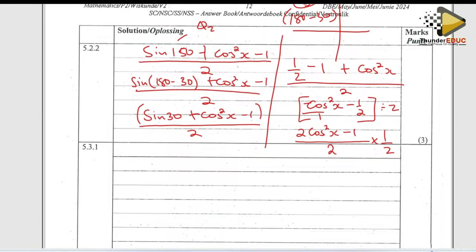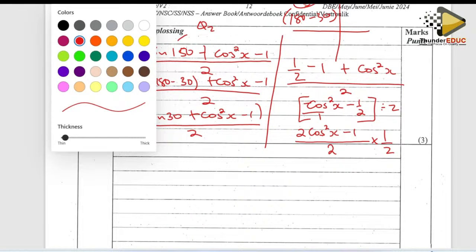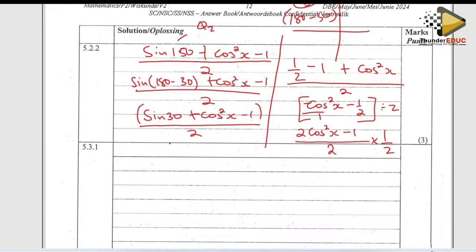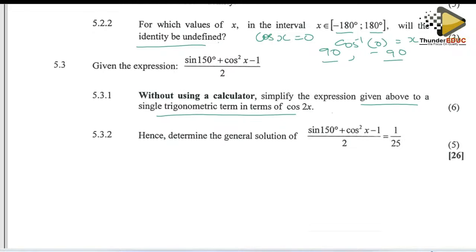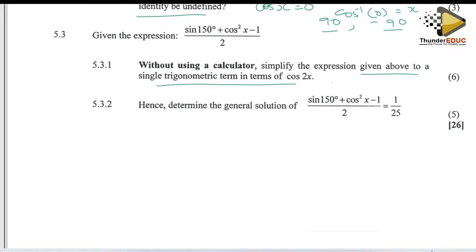And then I know that 2 cos squared x minus 1 is the same as cos 2x over, what's 2 by 2, that's a 4. So I can call it cos 2x over 4, or simply a quarter cos 2x. So that is the single trig ratio that they wanted. Then, hence or otherwise, determine the general solution of this whole thing is equal to this.